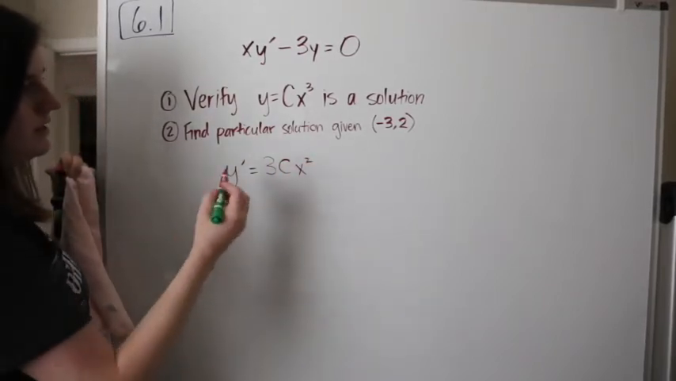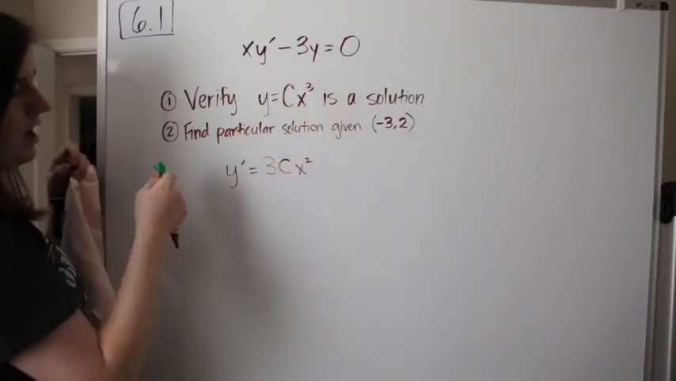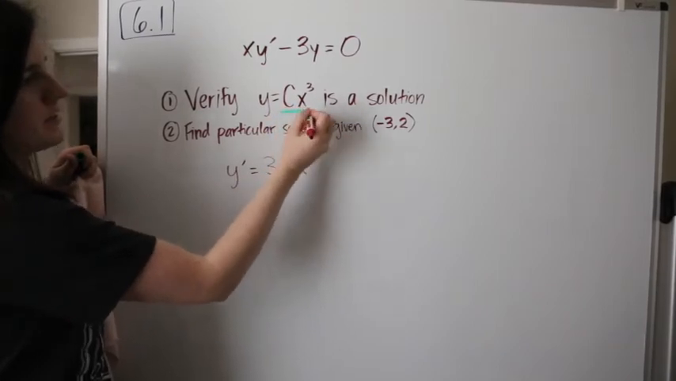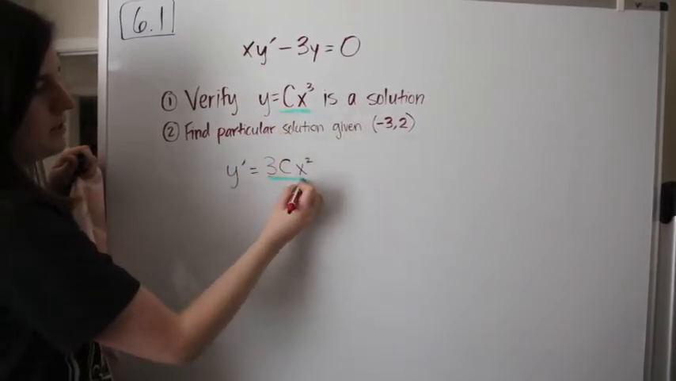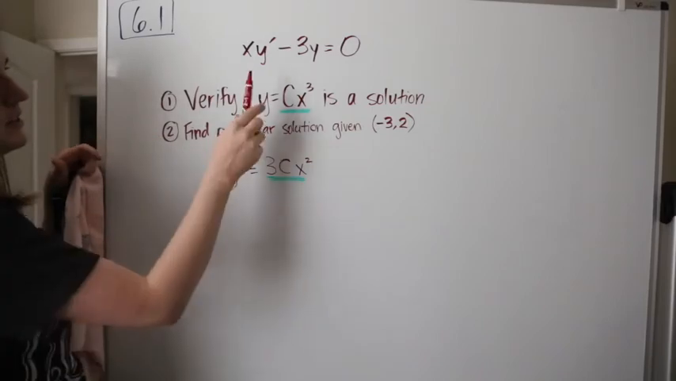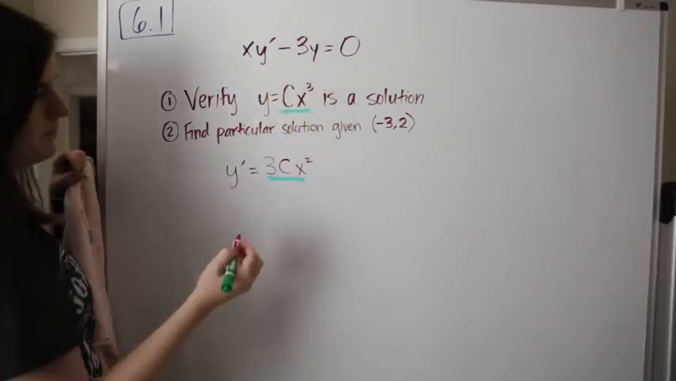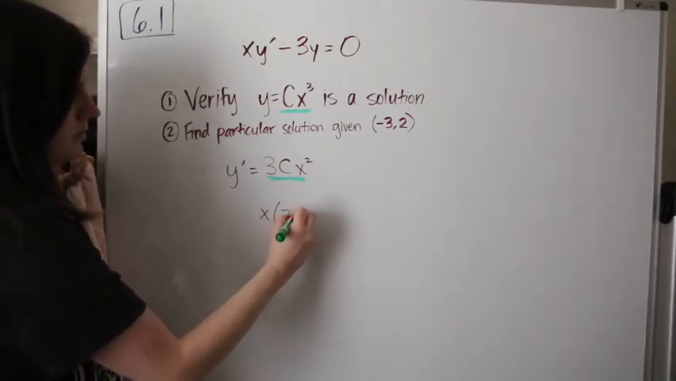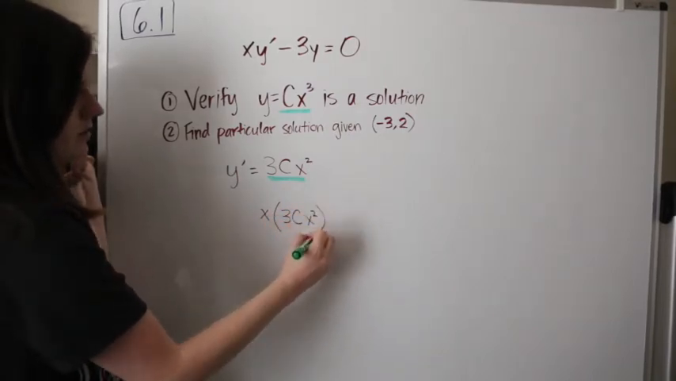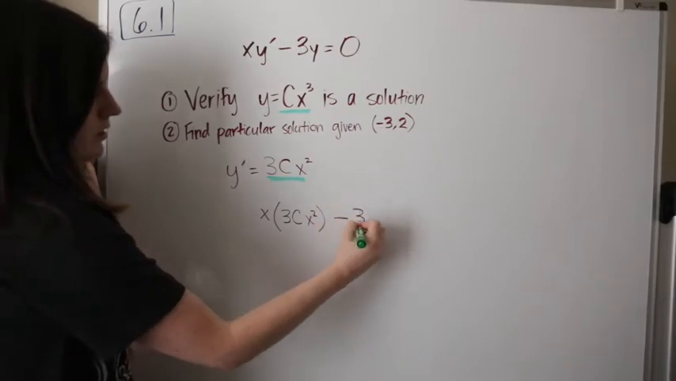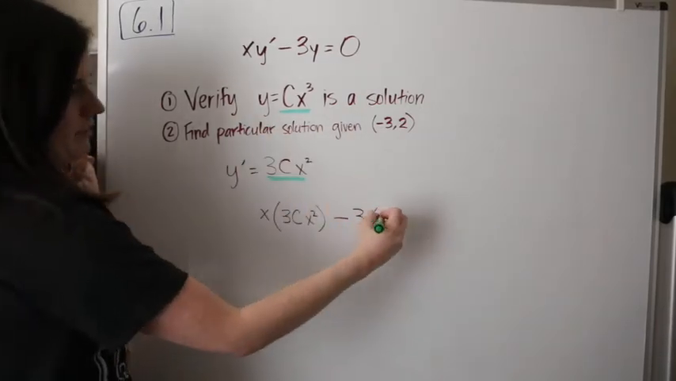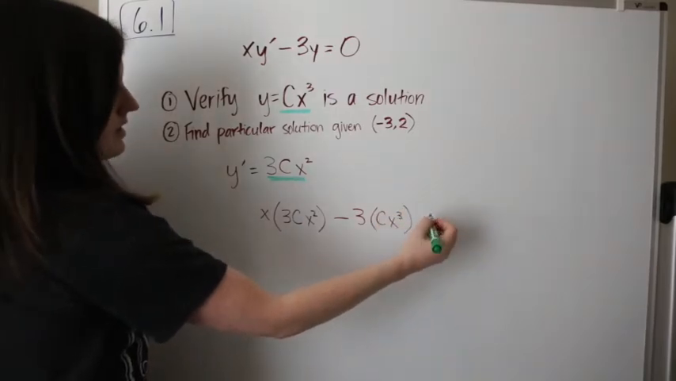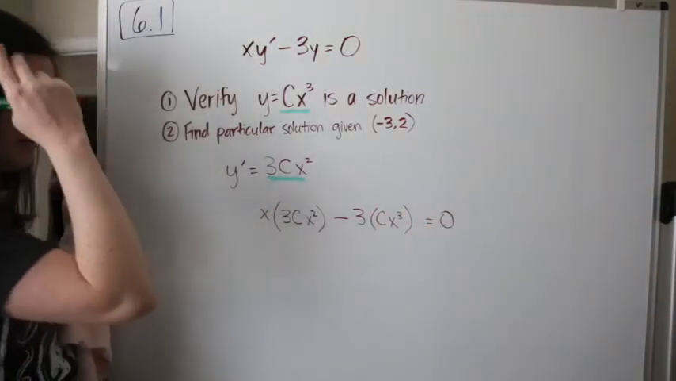And then what I can do is go back and look at this equation and say, I have y equals, right here, y is equal to this, and I have y prime equals, that's equal to this, so I'm going to take those two pieces here and plug them in. So that is x times y prime, which I just said was 3cx squared, and I'm subtracting 3 times y. Y for me here is equal to cx to the third. And I am seeing if that is all equal to 0.